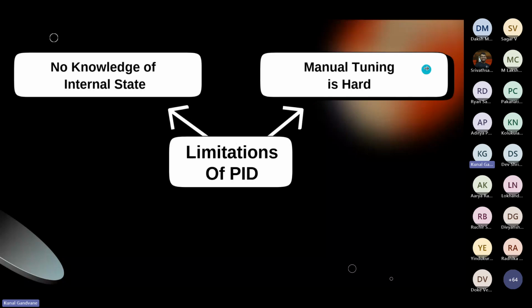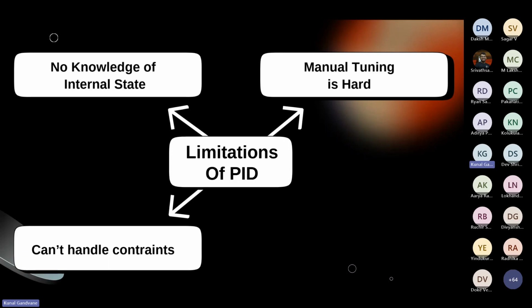And the second one, as you see now, is that manual tuning is hard in PID. It's like tuning a guitar with just your ears, not any app. So PID tuning is hard if you want to achieve a perfect 0 degree angle. And the third one, it can't handle constraints.